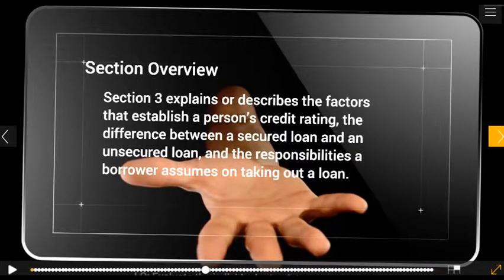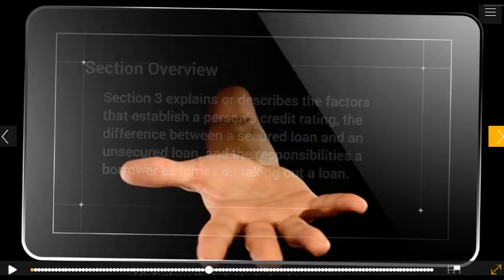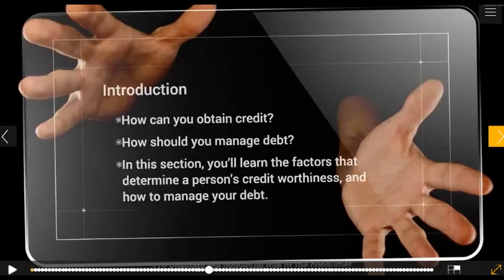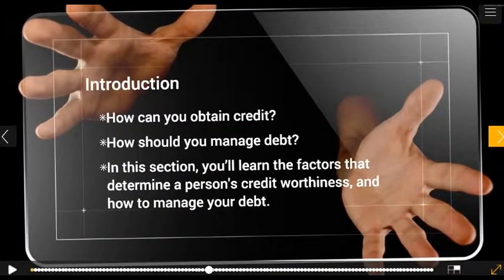Section 3 explains or describes the factors that establish a person's credit rating, the difference between a secured loan and an unsecured loan, and the responsibilities that a borrower assumes on taking out a loan. How can you obtain credit? How should you manage debt? In this section, you will learn the factors that determine a person's creditworthiness and how to manage your debt.